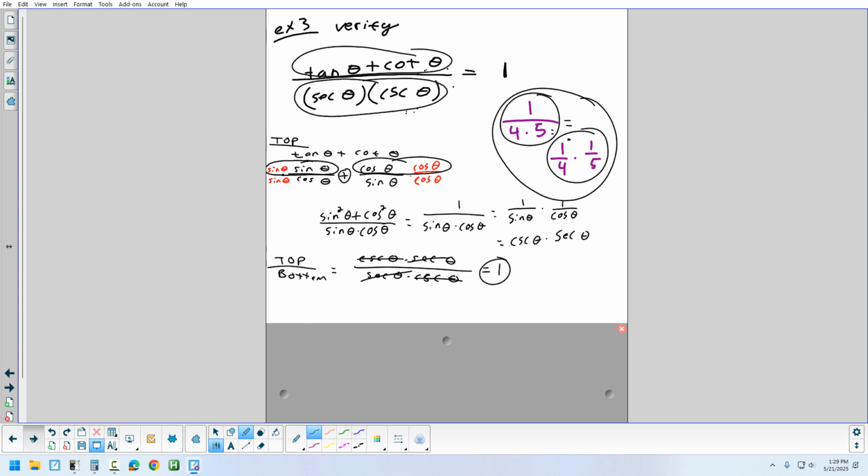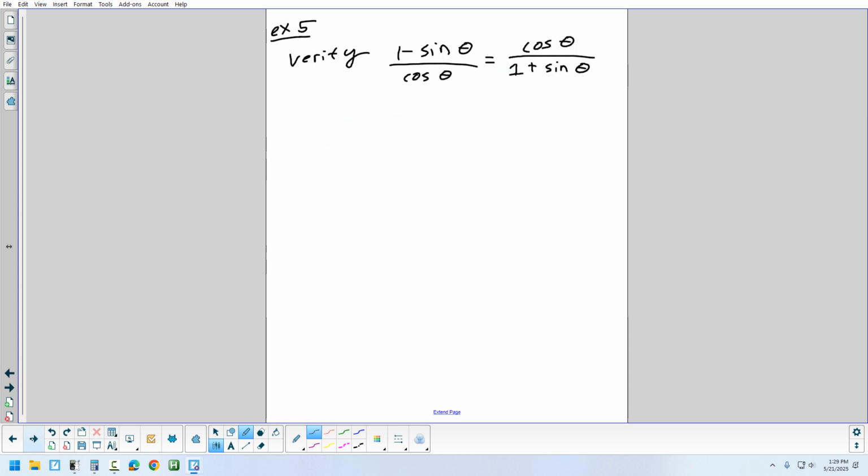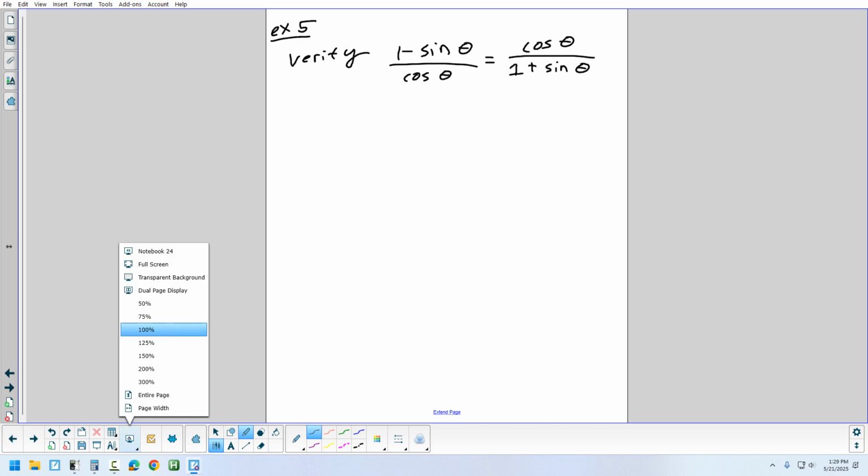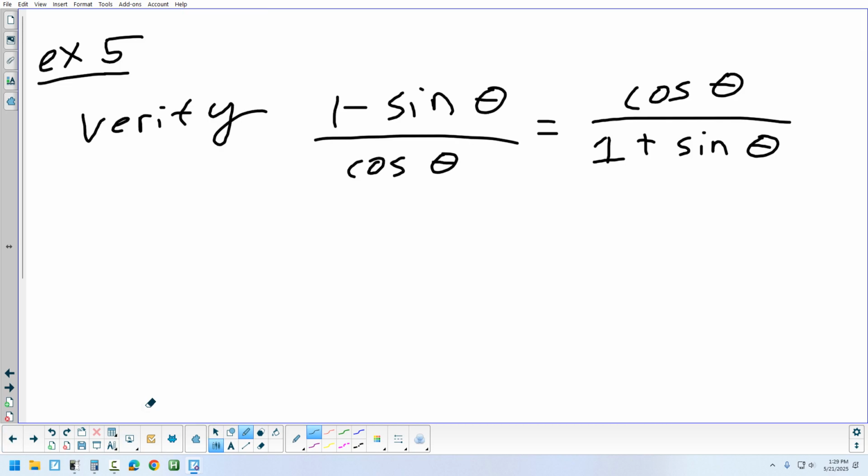Alright, let's try one more. Let's try this one. Now, when you look at that one, which side looks more complicated, the left or the right? Both? They both have fractions, right? They both have a sine. One of them has a 1 plus, one of them has a 1 minus, and then the other part is just a cosine. So they're almost like mirror images of each other. They're kind of the same thing.